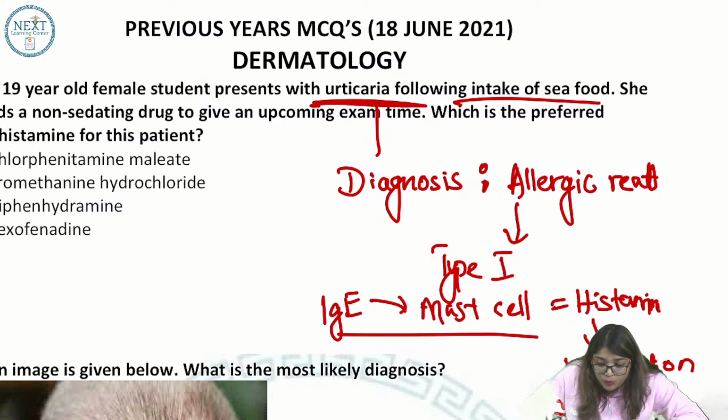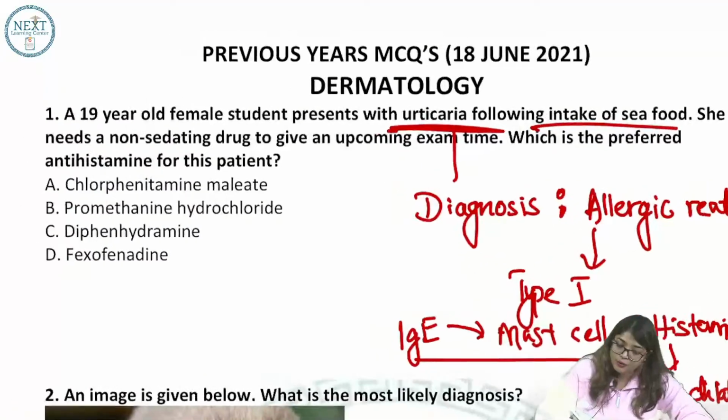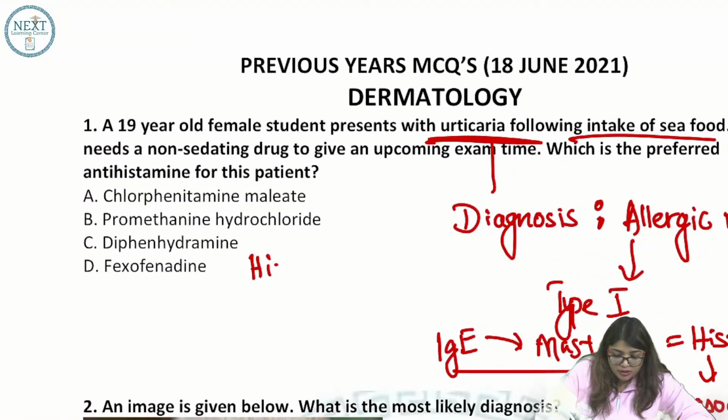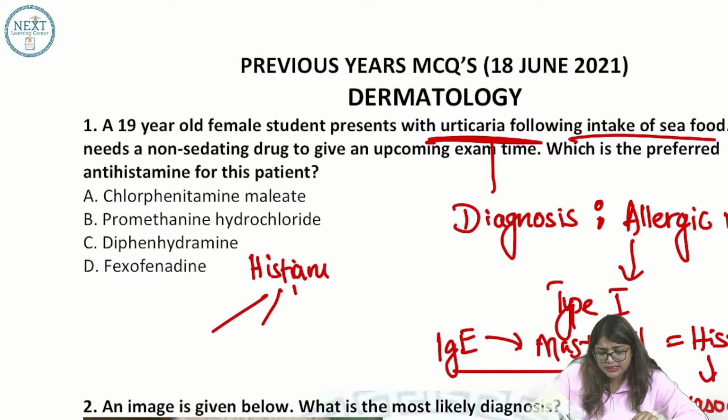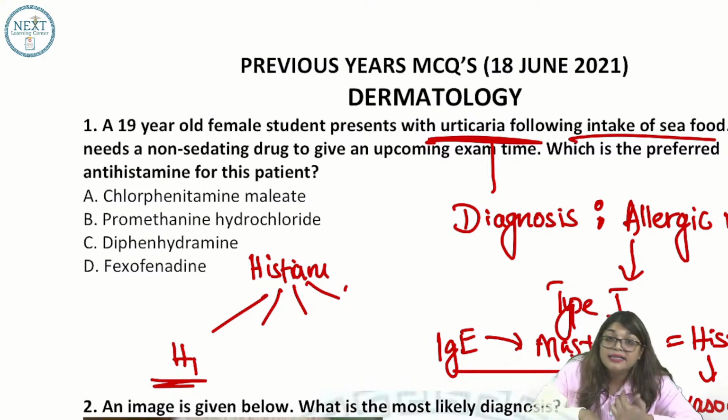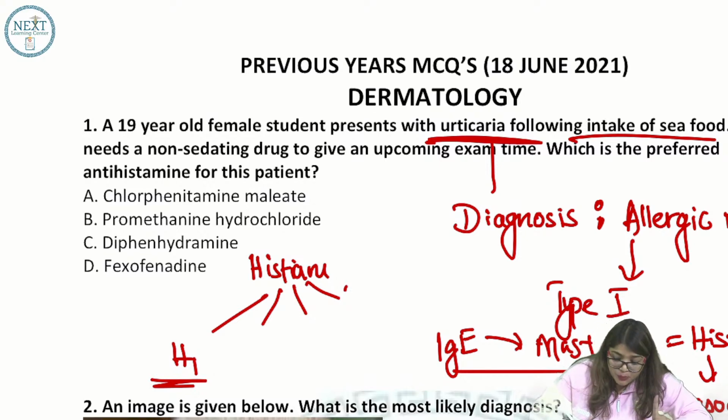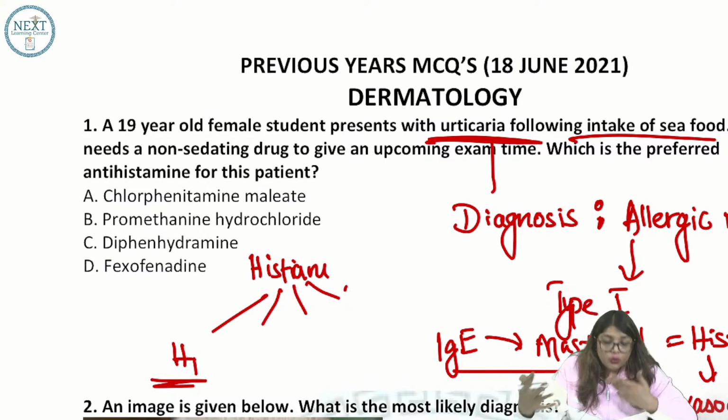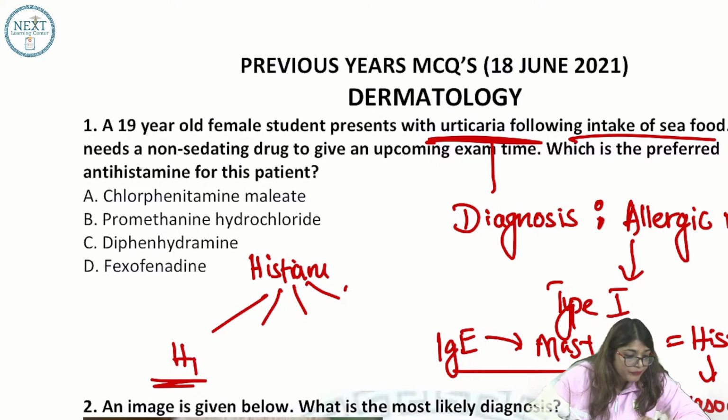Now, to block histamine, we can use histamine blockers. There are 4 receptors of histamine. What we need to worry about is H1. H1 is related to allergy and H1 is related to wakefulness. Okay. So now what happens? We are blocking histamine, right?